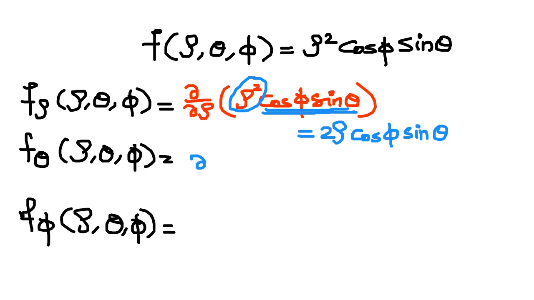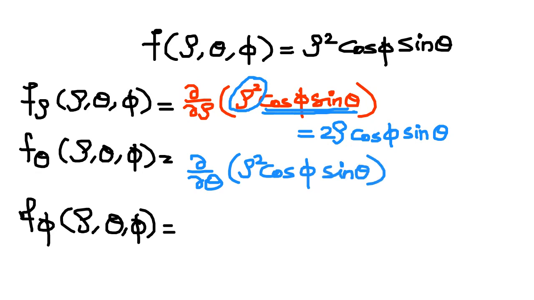Now, what about theta? Partial by partial theta of rho square cosine of phi sine of theta. Now, these two are constant. It means rho square cosine of phi is the same. What is the derivative of sine of theta? Not x. What is the derivative of sine of theta? Cosine, yes.